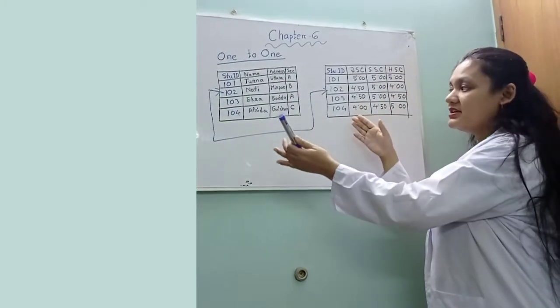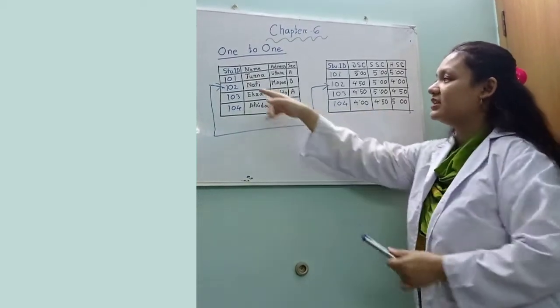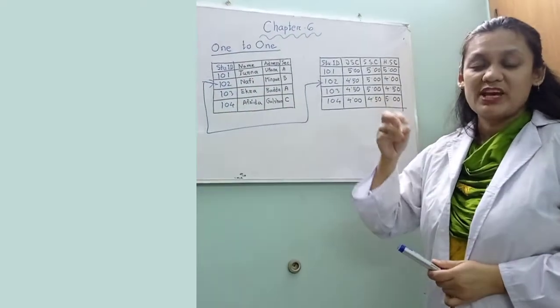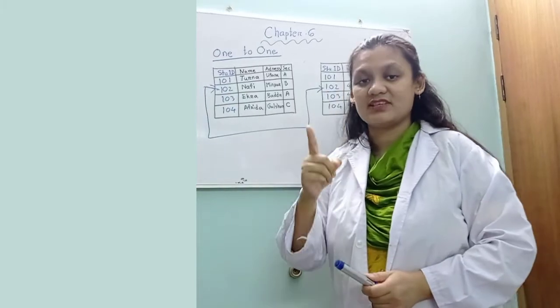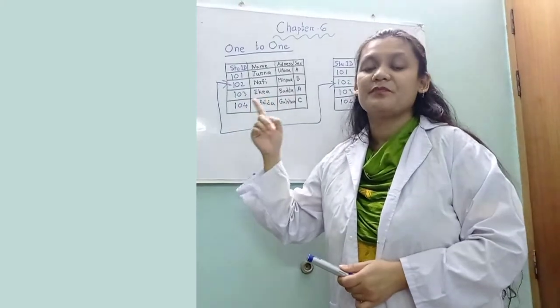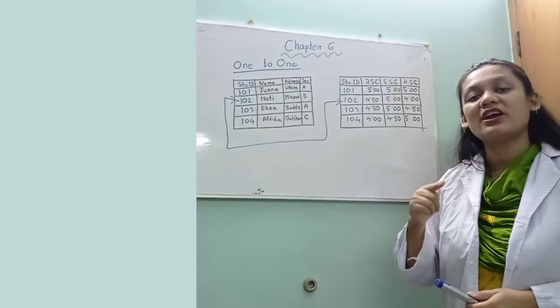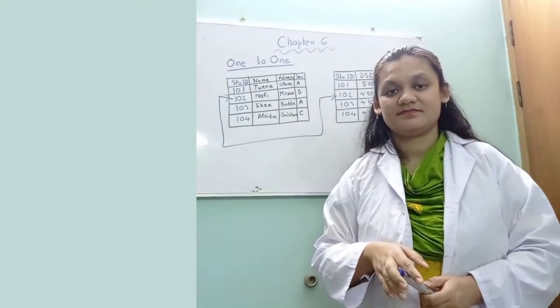So there is a relation based on their ID. That means based on one specific thing or one specific record. That's why it is called a one-to-one relationship.